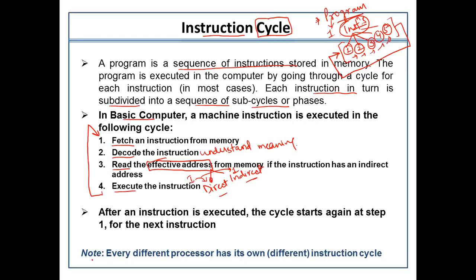Now, it is very important to understand that every different processor has its own set of instruction cycles. What we are learning here is only in the context of the basic computer, so we are restricted to the fetch, decode, read, and execute phases only. The terminology remains the same for every processor: it has to fetch the instruction, decode it, read it, and execute it. The only difference is the time it takes, or the clock cycles it requires, to perform the fetch phase or the decode phase.